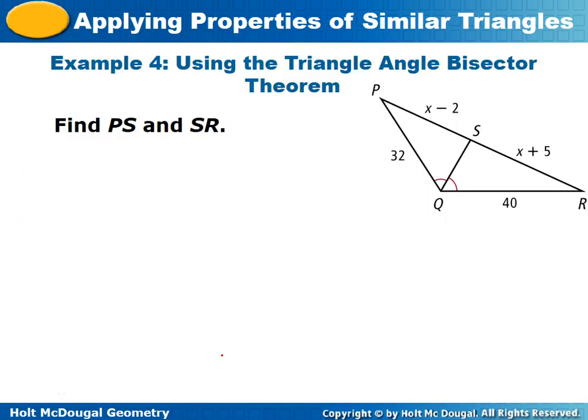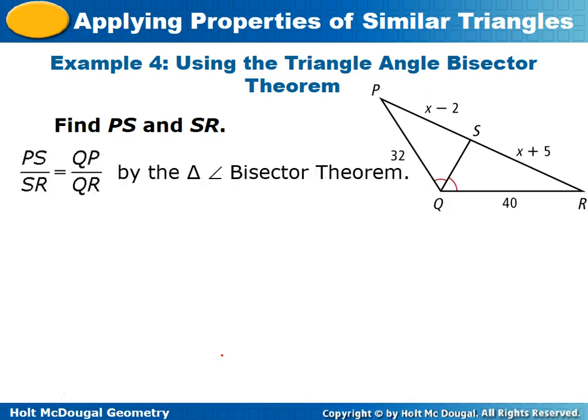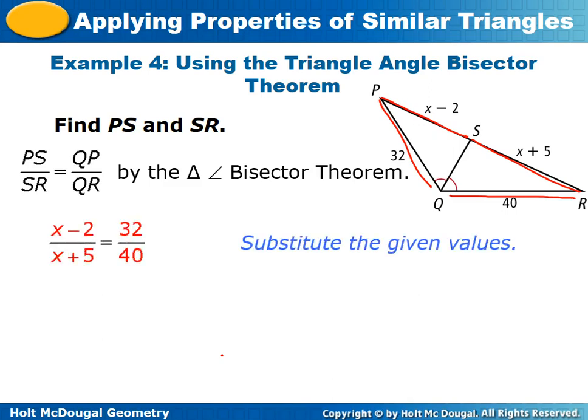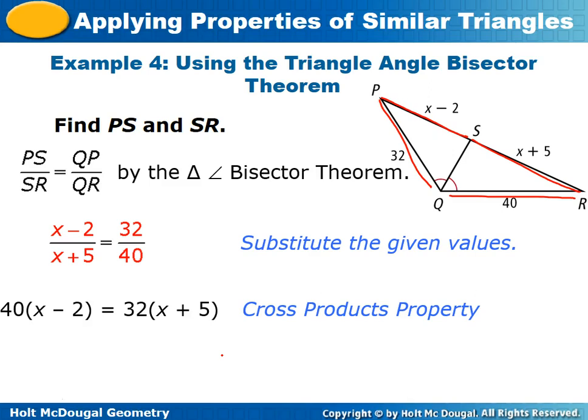So here we go. We're going to set this one up. It says PS and SR. We're trying to find x if that's the case. So when we do this one, we could say PS over SR is going to be equal to PQ over RQ, or QR. That's how we're going to set it up. Going to cross multiply again.